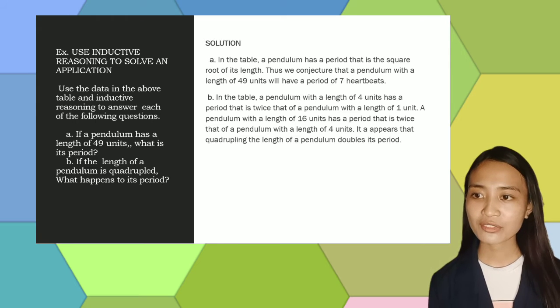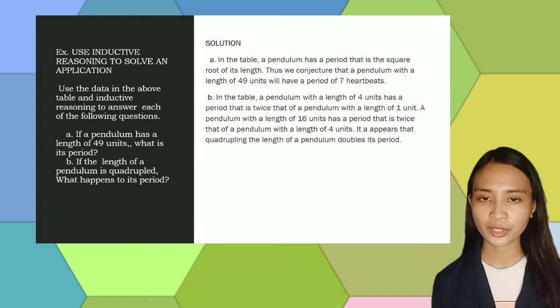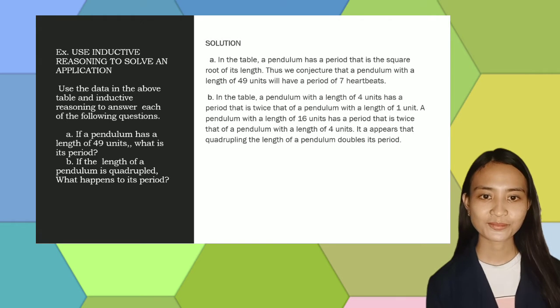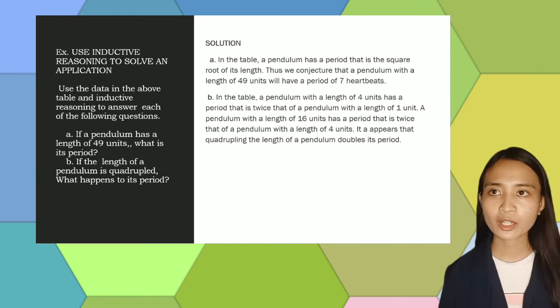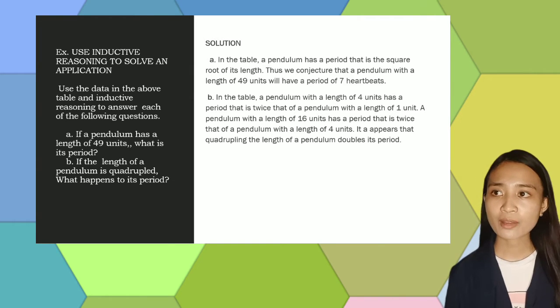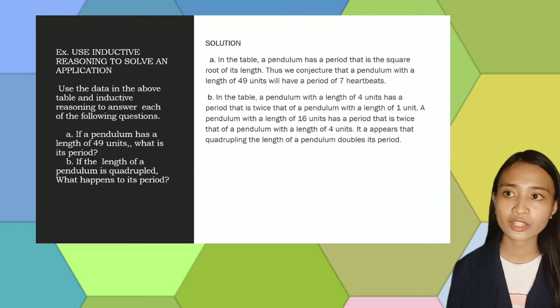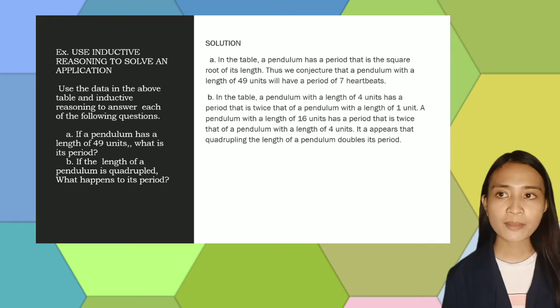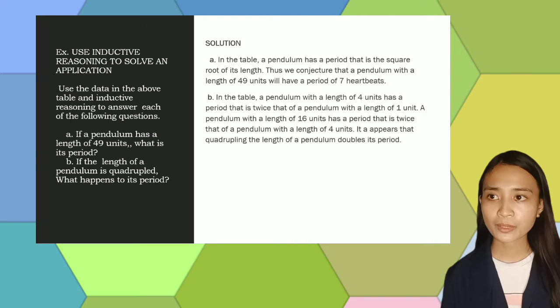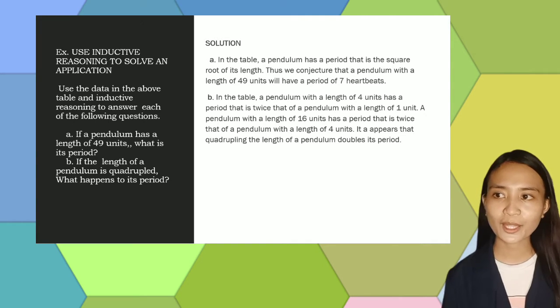Question number 2: if the length of a pendulum is quadrupled, what happens to its period? In the table, a pendulum with a length of 4 units has a period that is twice that of a pendulum with a length of 1 unit. A pendulum with a length of 16 units has a period that is twice that of a pendulum with a length of 4 units. It appears that quadrupling the length of a pendulum doubles its period.